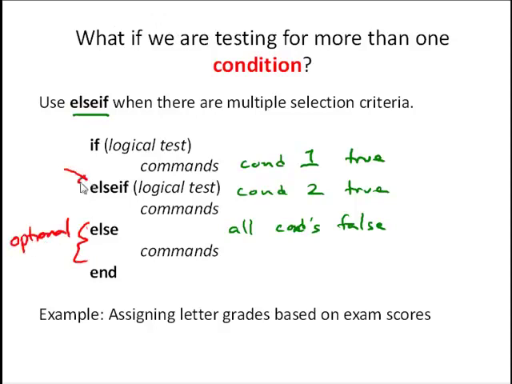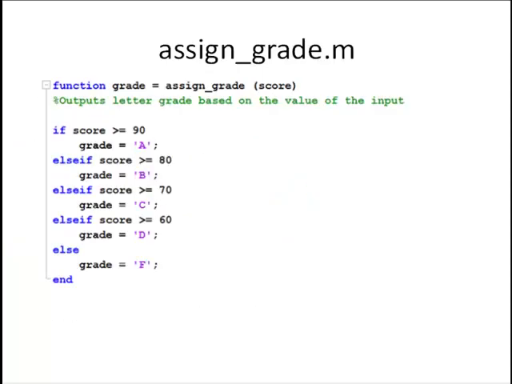And we can have more than one else if. We can have as many else ifs as we want. So let's look at an example to see how this works. So here's an example called assignGrade.m. This is a function that assigns a letter grade based on an input score.